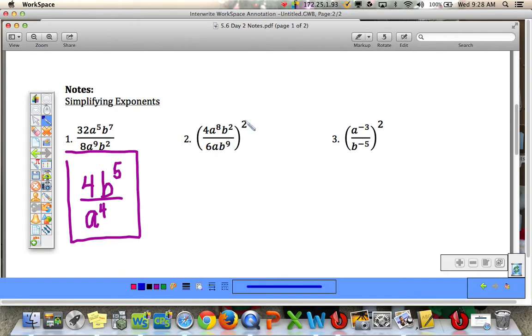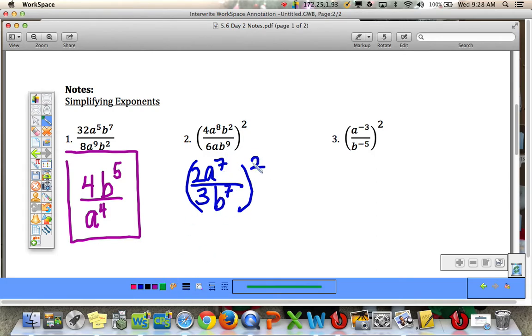When you see the parentheses raised to a power, do the inside first. So here we have 4 over 6, which is the same as 2/3. We have 8 a's on top and 1 on bottom, so we have 7 a's left on top. And we have 2 b's on top, 9 on the bottom. So if you cancel 2 from top and bottom, you have 7 on the bottom.